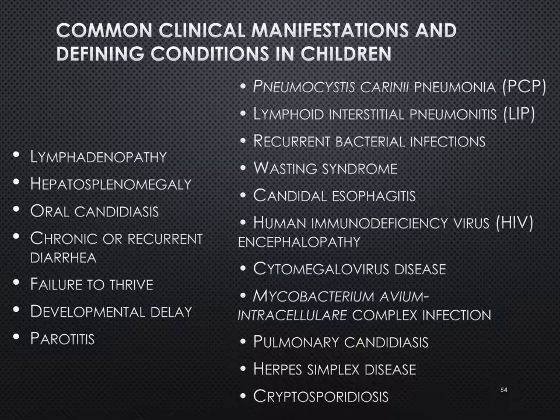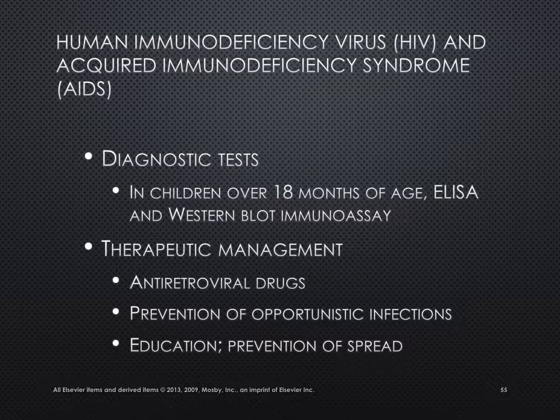HIV encephalopathy, cytomegalovirus disease, Mycobacterium avium intracellulare complex infection, pulmonary candidiasis, herpes simplex disease, and cryptosporidiosis are all things that tell us this is really abnormal for a child to be having, and leads us to investigate further and show that they have HIV infection if they haven't already been diagnosed with it. And usually at that point, they don't just have HIV infection, but they have AIDS.